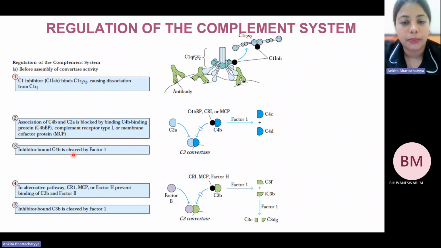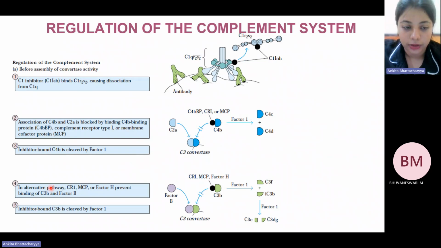So you're not allowing C3 convertase to form. Next, inhibitor-bound C4b gets cleaved by factor I. So what is it doing? That C4b, once bound by this inhibitor, is further getting cleaved. Such cleavage results in C4c and C4d, obviously, because it has now been cut further. Once this has been done, you are completely terminating this entire step, and C4b can no longer associate with this complex and form C3 convertase. So you're stopping the complement activation cascade just at that step.